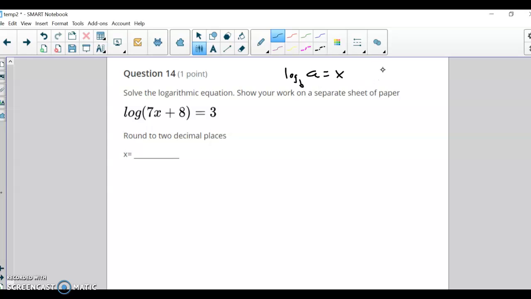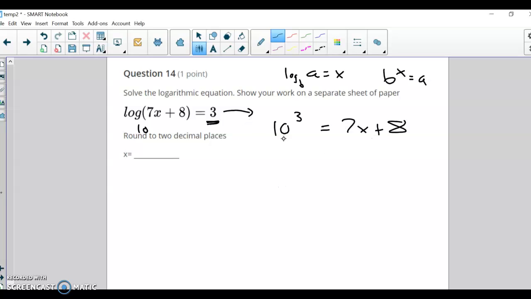So we're just going to switch it. We're going to go base, and then exponent equals value. So for us, the base is 10, it's invisible 10. Right? And then the exponent is here. Log means find exponent. So I'm going to do 10 to the third equals the value of 7x plus 8. Okay, and so that's just my switch form step. I switch this statement into an equivalent form in exponential.